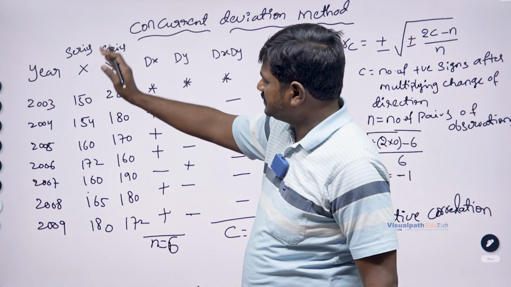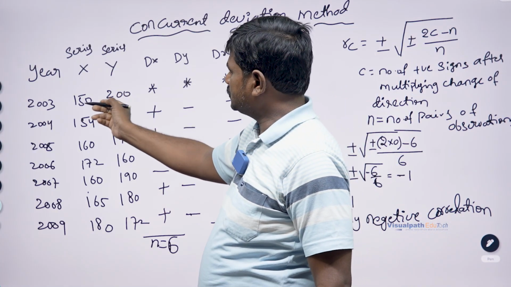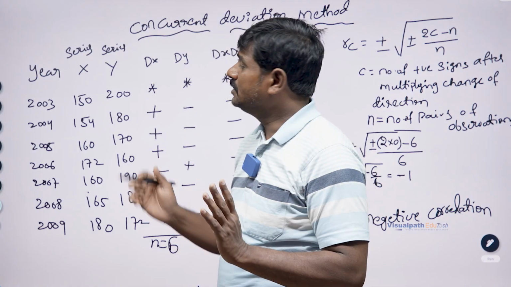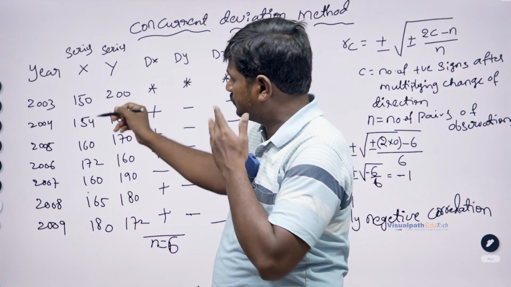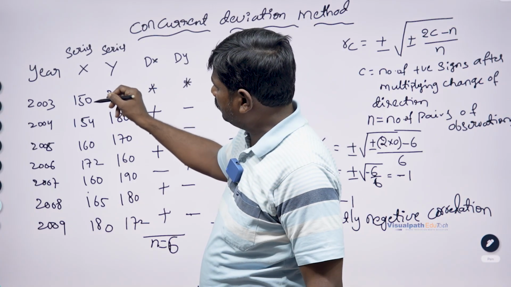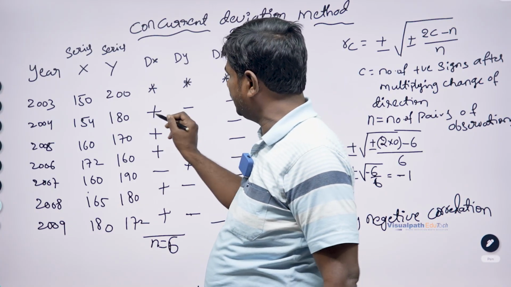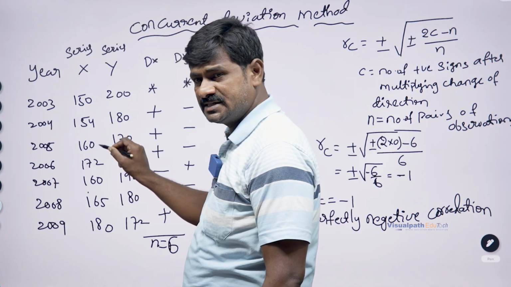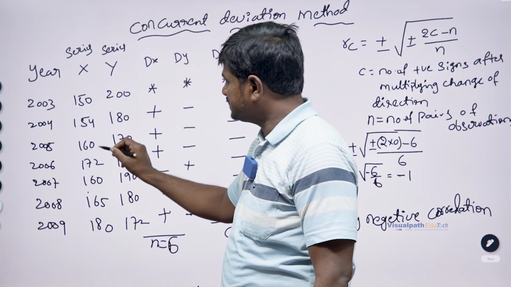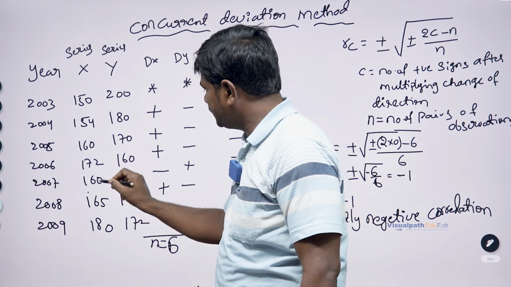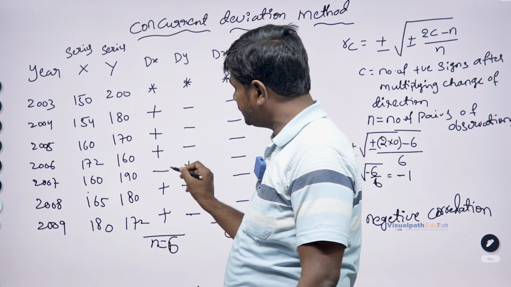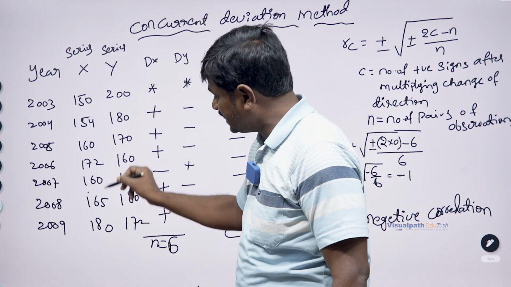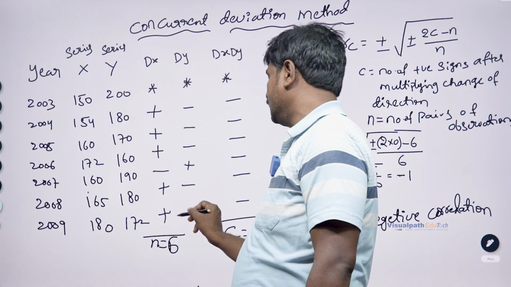First of all, we have to compare from 2003, but there is nothing to compare it with. We don't have the information about 2002, so we leave 2003. Then 2004: 3 to 4, 150 to 154, it is increased, so we put a positive sign. Again 4 to 5, 154 to 160, increased, positive sign. 160 to 172, positive. 172 to 160, it has decreased, so we put a negative sign. Then 160 to 165, positive, because increased. 165 to 180, increased, again positive.